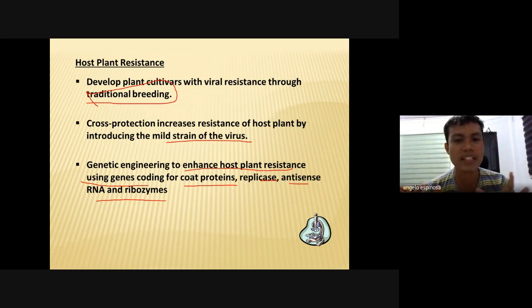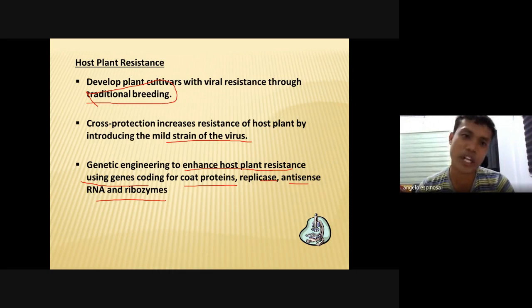A host plant resistance from the infected, baka pwedeng ma-infect ng virus, at least the plant is already immune to that. Okay, so you need to be mapagmasid. Ganun. Study more about host plant resistance.